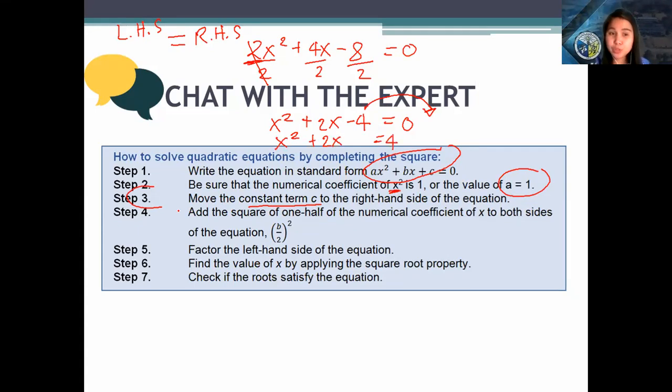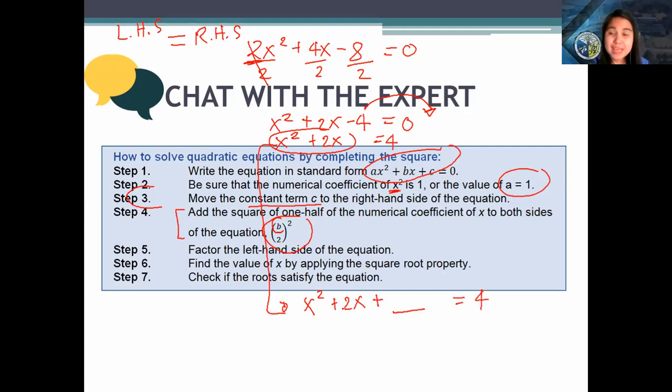Then what will we do? In step 4, we need to make the left-hand side a perfect square trinomial. How are we going to do it? Remember, divide b by 2 and square it. So if we have this one, remember the last term should always be positive.